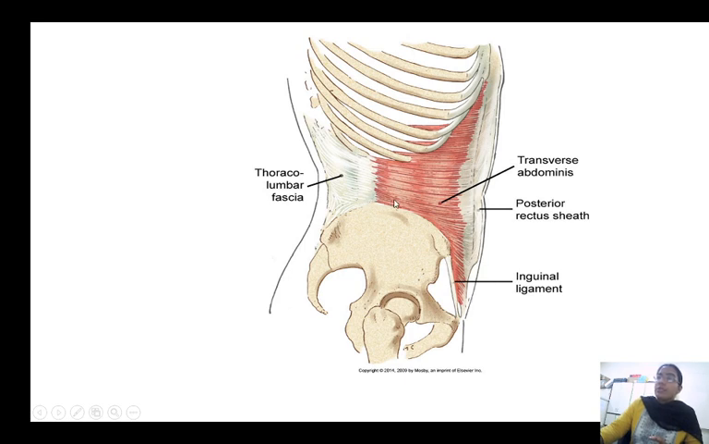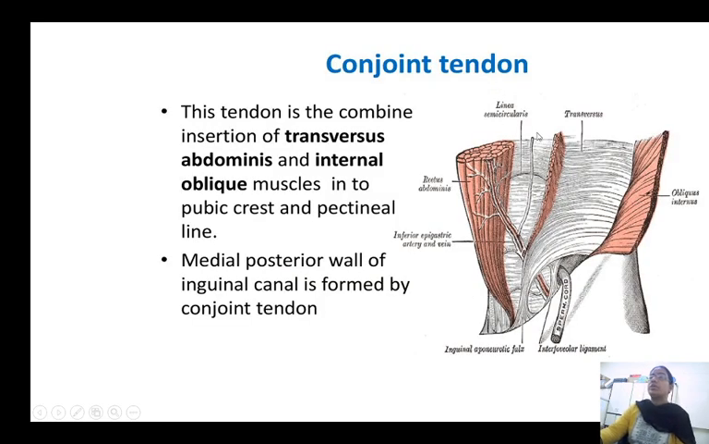Other fibers which are coming from the thoracolumbar fascia and the outer lip of the iliac crest go transversely, form an aponeurosis and get inserted into the linea alba, which is extending from the xiphoid process to the pubic tubercle. The difference here is, unlike the internal oblique muscle, the transverse abdominis does not split into anterior and posterior lamina. It forms only a single layer and forms a boundary of the rectus sheath, gets inserted into the linea alba, which is extending from the xiphoid to the pubic tubercle.